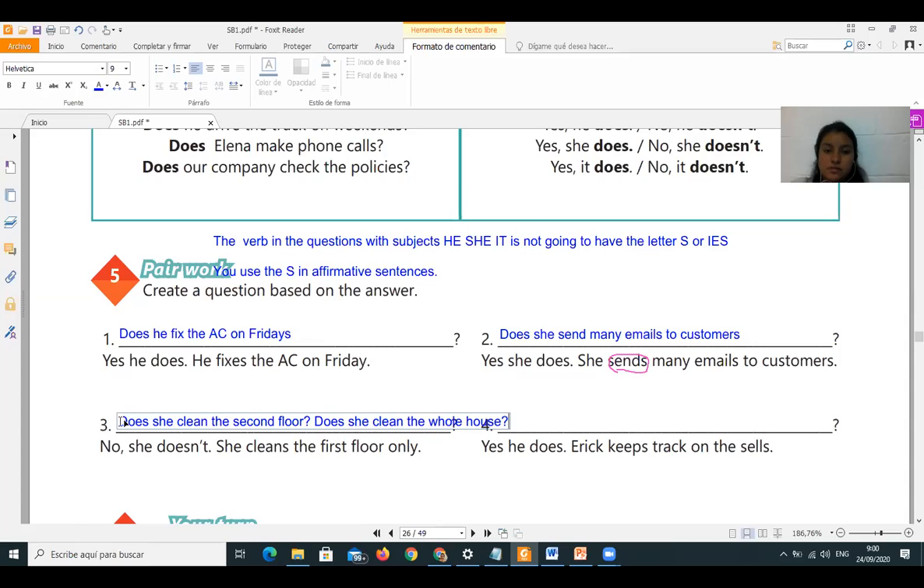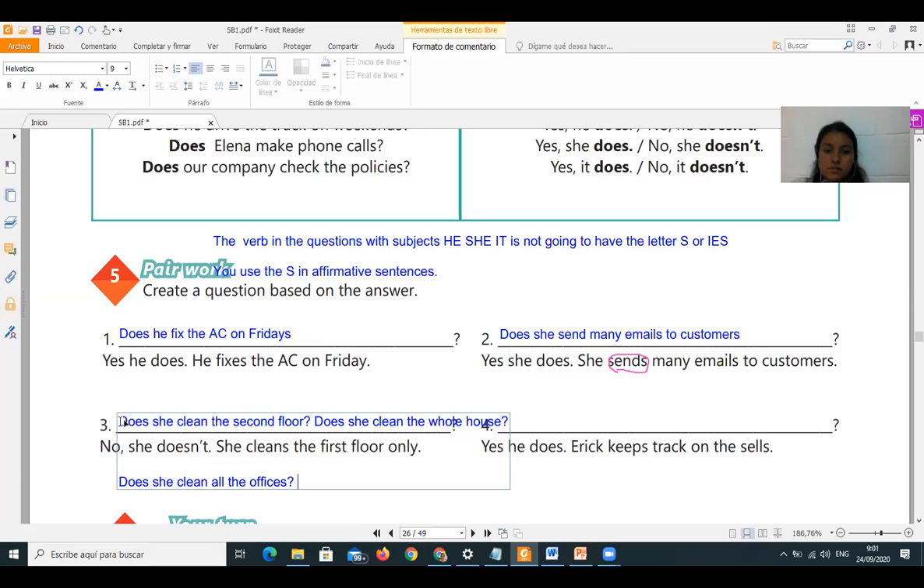Another possibility, does she clean all the offices? Probably. And then the answer is no, she doesn't. She cleans the first floor only. Only in Spanish is solo. Ella solo limpia el primer piso. She cleans the first floor only.